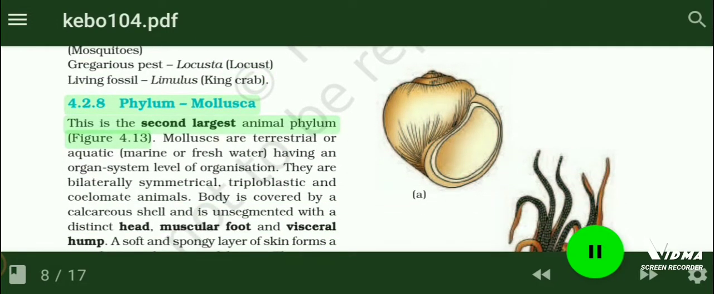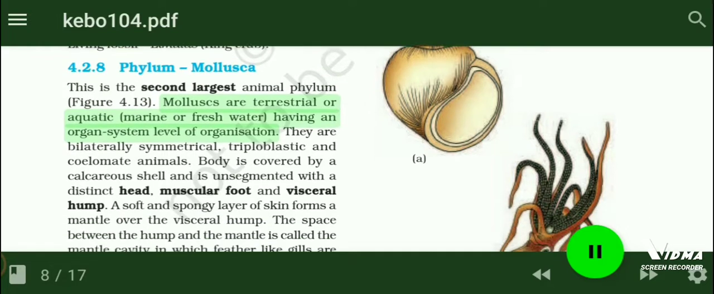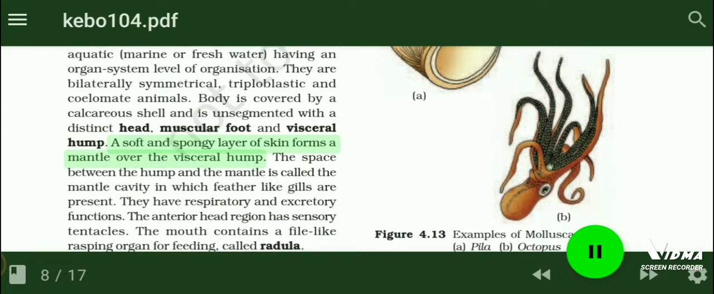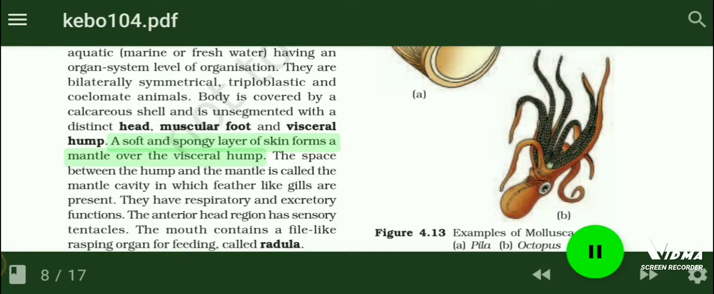4.2.8 Phylum Mollusca. This is the second largest animal phylum. Figure 4.13. Molluscs are terrestrial or aquatic, marine or freshwater, having an organ system level of organization. They are bilaterally symmetrical, triploblastic and coelomate animals. Body is covered by a calcareous shell and is unsegmented with a distinct head, muscular foot and visceral hump. A soft and spongy layer of skin forms a mantle over the visceral hump. The space between the hump and the mantle is called the mantle cavity, in which feather-like gills are present.